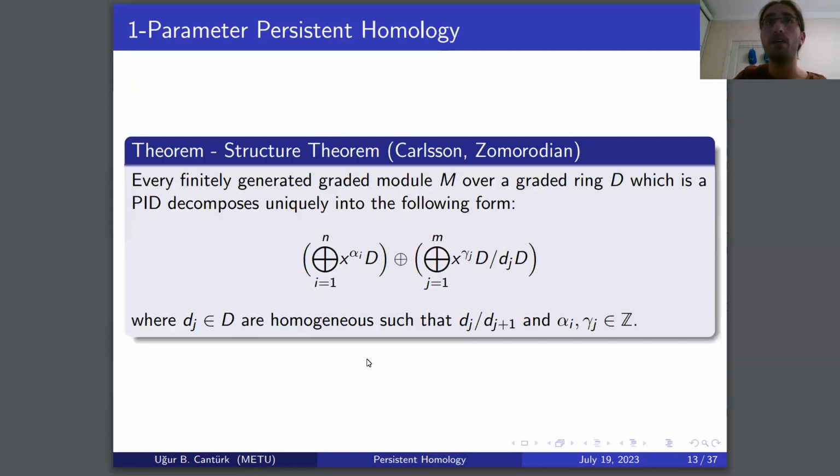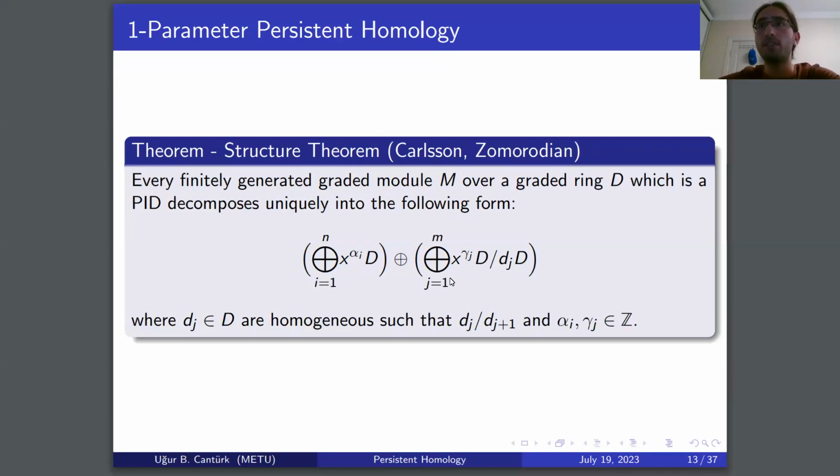And now we have a well-known theorem in algebra, which is called the structure theorem, and we are trying to use it. It says that every finitely generated graded module over a graded ring D, where D must be a PID, decomposes in the following way. As you can see, the left-hand side is the free part, born somewhere and living forever, let me say. And on the right-hand side, we have some torsional parts.